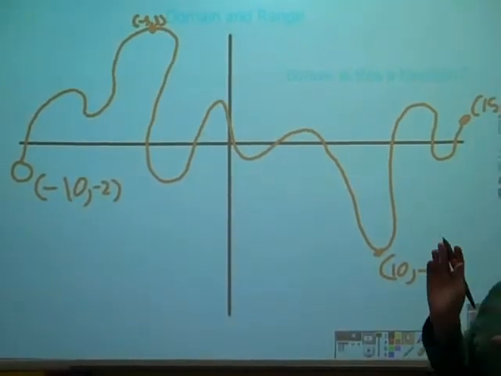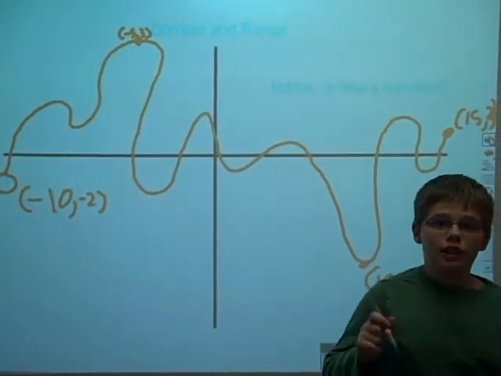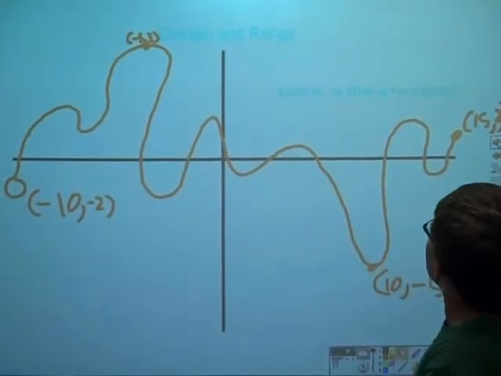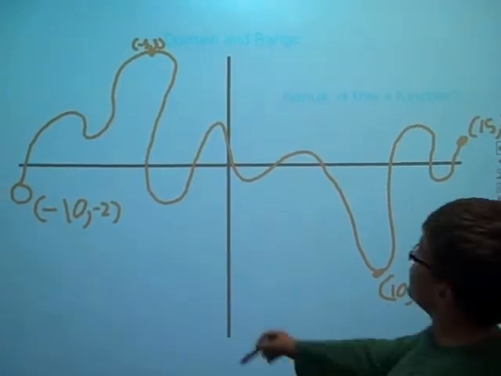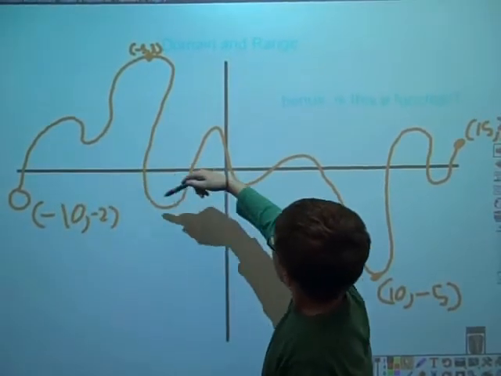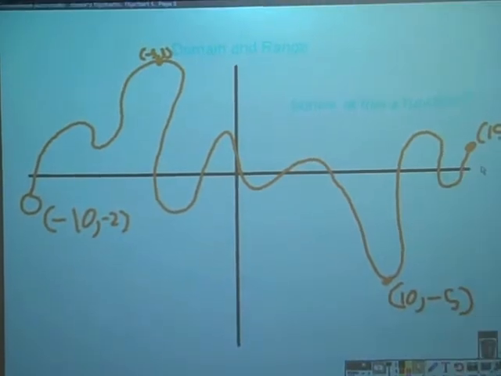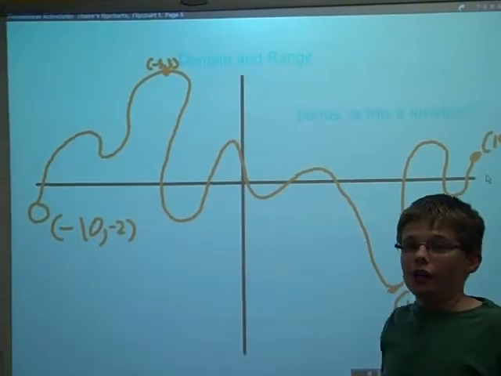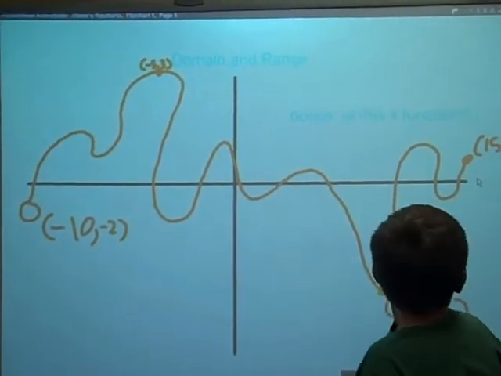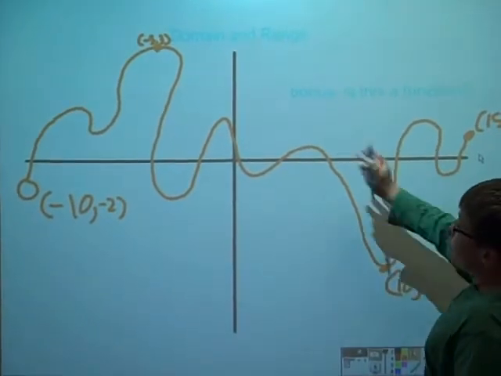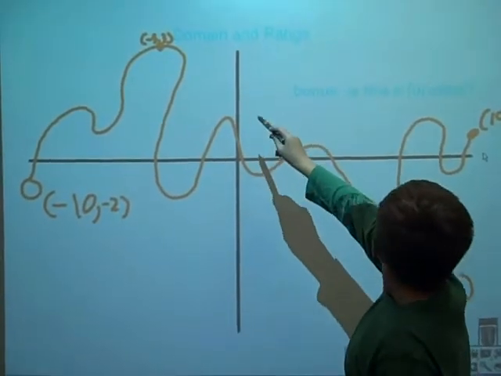Alright, so another thing that we focus on is domain and range. So basically, we've got this graph here. As a bonus, you can figure out if this is a function. Put it down in the comments. Let's figure out how we find domain and range for this.